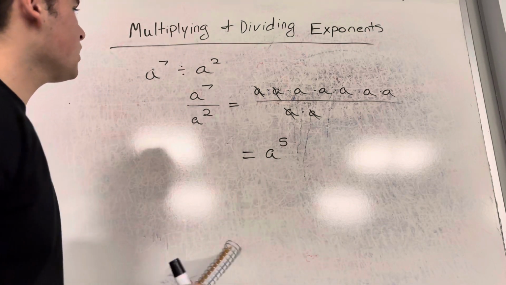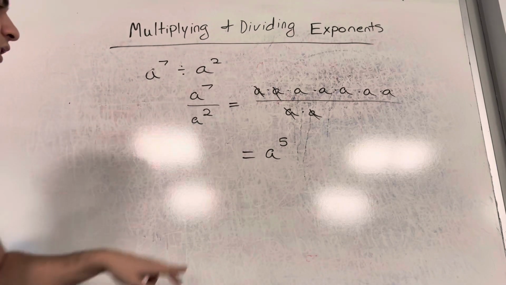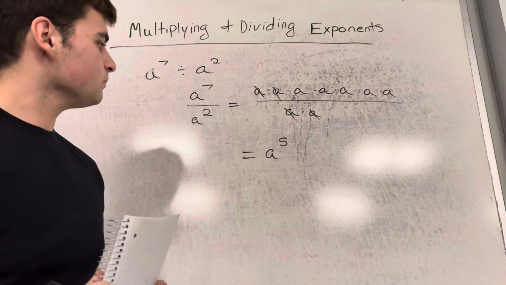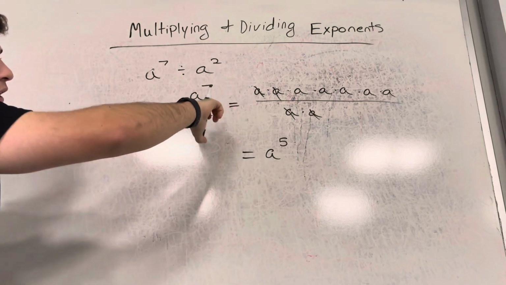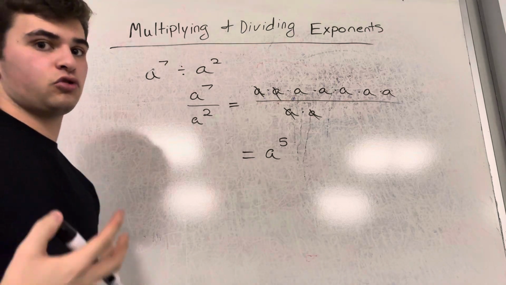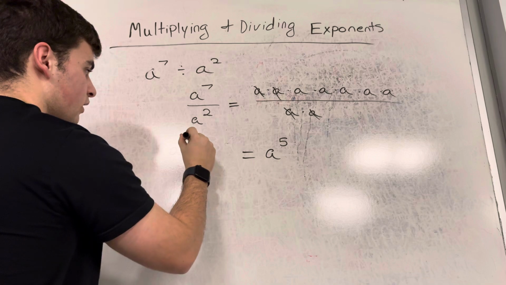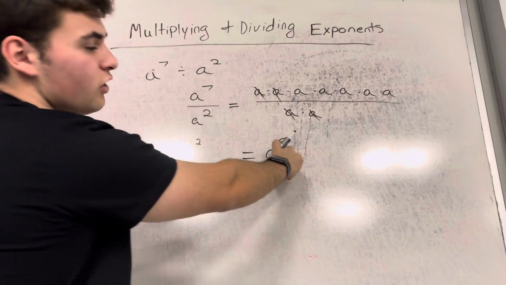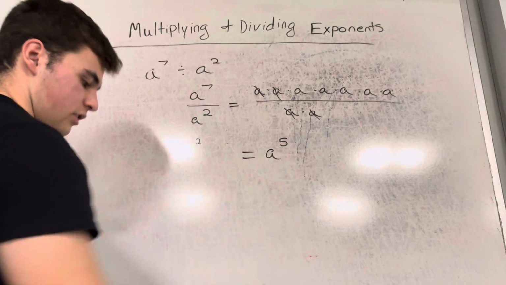Now, can anyone tell me something that maybe they noticed between a to the 7th and a to the 2nd and our final answer of a to the 5th? Correct. So the answer should be that we see that when we take our 7 and our 2, we can actually subtract them when we're dividing. And so if we did our a to the 7th minus 2, we would see that 7 minus 2 is going to give us 5. So that gives us a to the 5th.